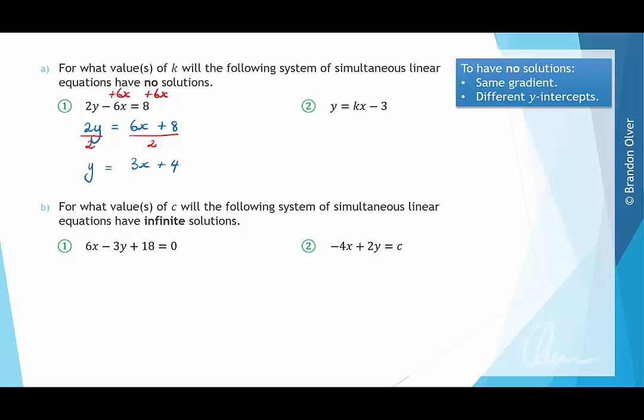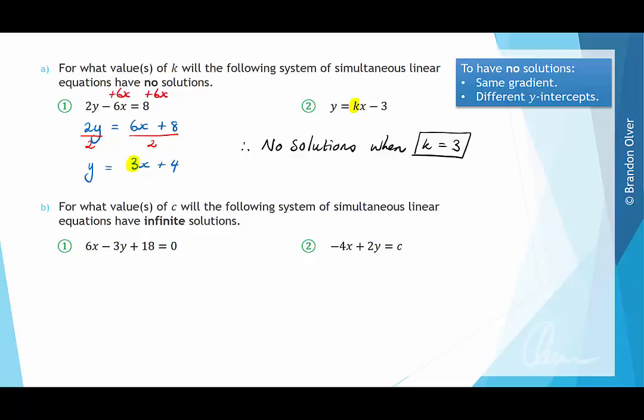So we can already see that they have a different y-intercept, and we want them to have the same gradient. So the same gradient means that 3 will be equal to k. Therefore, no solutions when k is equal to 3.